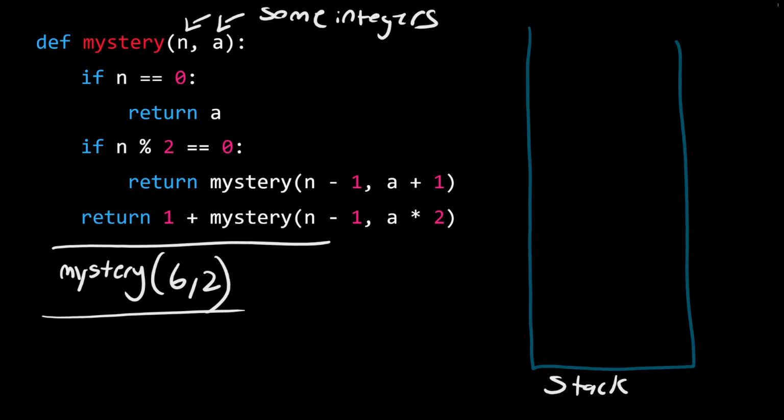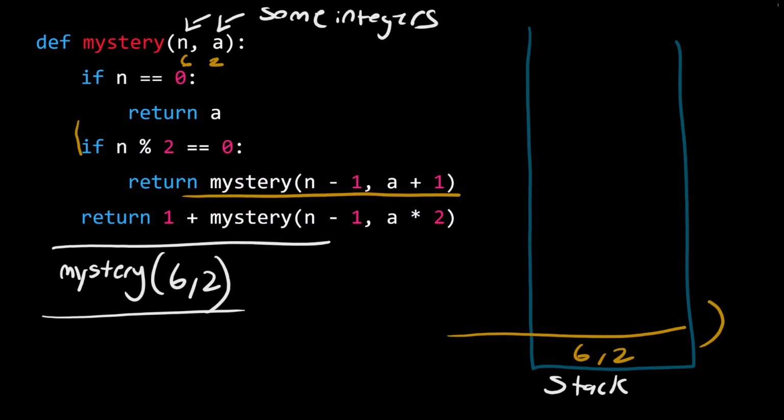Okay, so we know our first call is 6 and 2. And we go through, so we're going to say 6 and 2. So we're going to go down and we're going to say, okay, n is not 0. And we go down and we say, well, 6 is divisible by 2. So we're going to make this call.